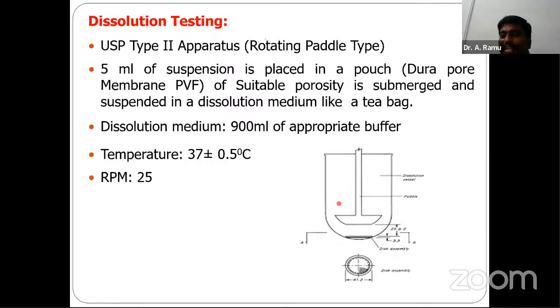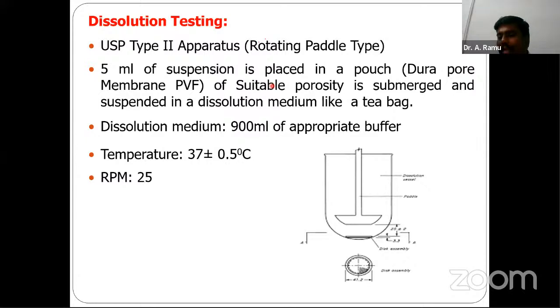So since suspension is a liquid dosage form, we cannot introduce it as such into the beaker. So I have to place 5 ml of the suspension in a pouch. The pouch usually will be made up of Durapore membrane, which is made up of polyvinylidene fluoride, prepared by the Millipore company. Into that particular pouch, you can place 5 ml of the suspension, tie it like a tea bag pouch, and submerge it into the dissolution medium. And you can perform the dissolution.